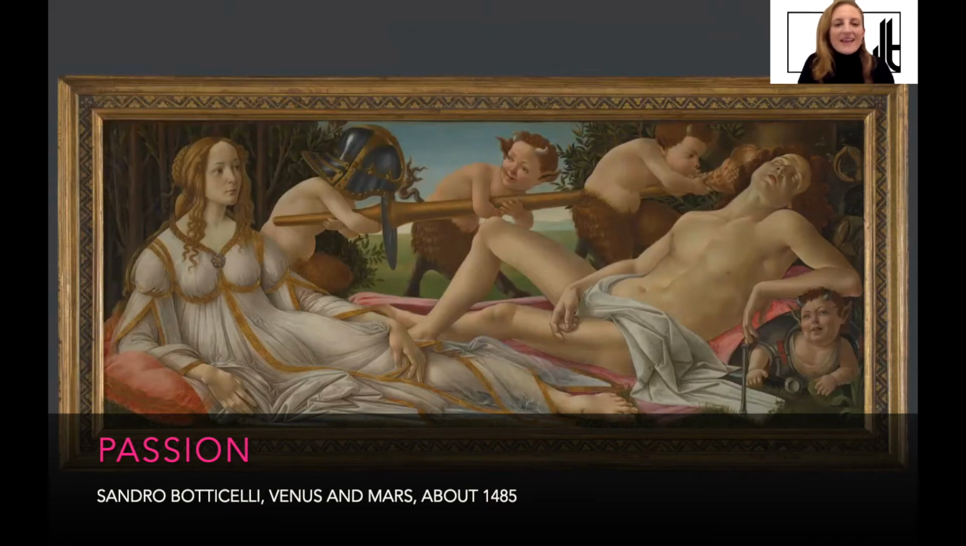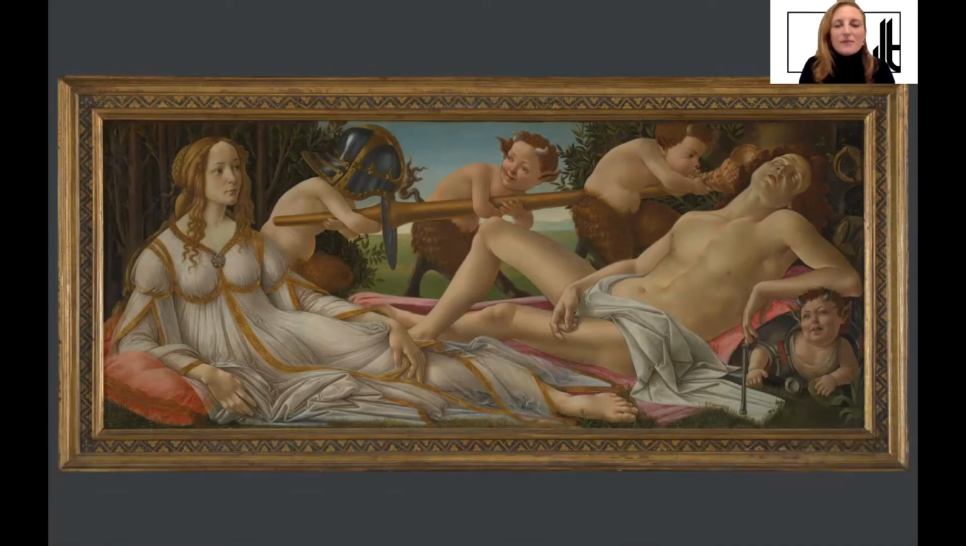So we are looking at this painting by Sandro Botticelli, painted in the 1480s, and it depicts Venus and Mars. That is the title and the date. The dimensions of this painting are almost 2 meters wide by about 70 centimeters high. So it's a strange kind of rectangular format.